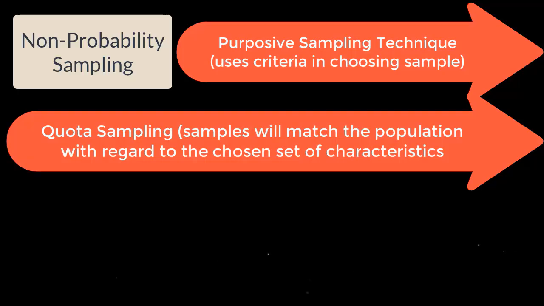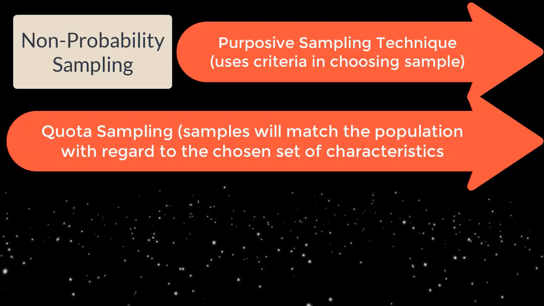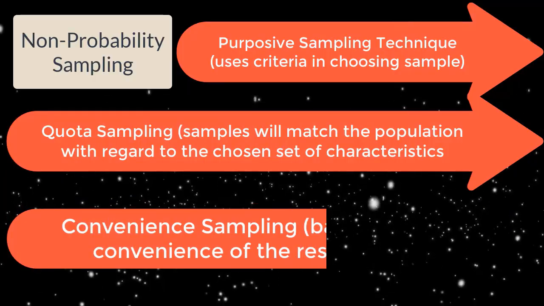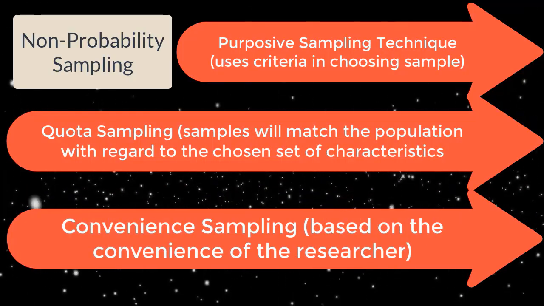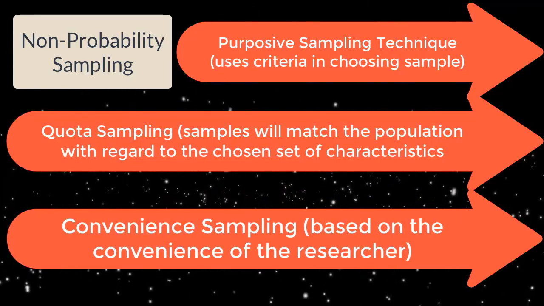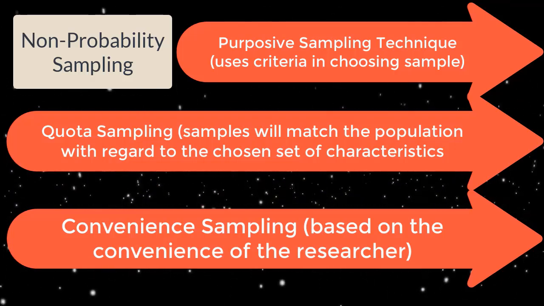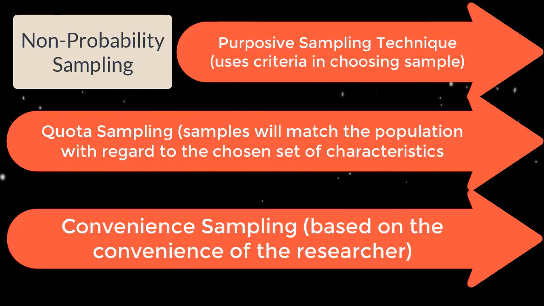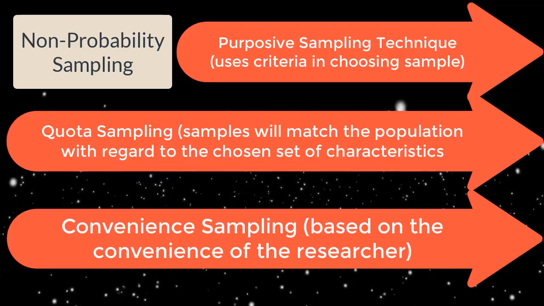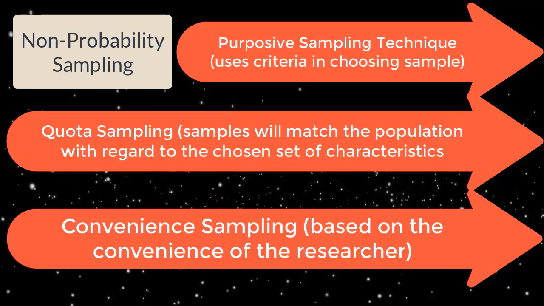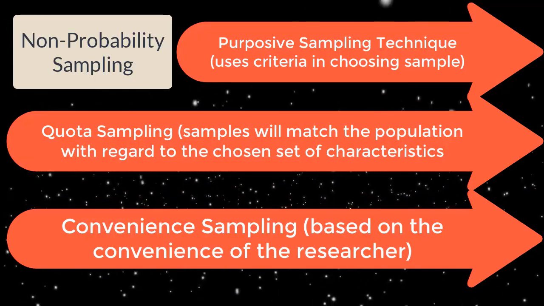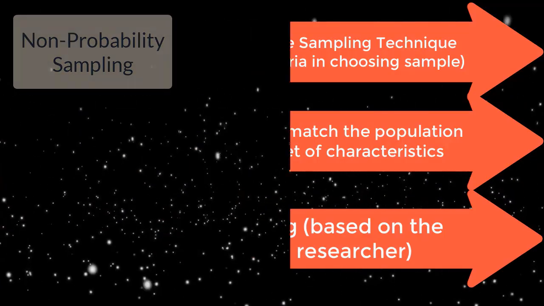Next, and the last, is convenience or accidental sampling. This sampling is based on the convenience of the researcher. For instance, if you want to know the opinion of Filipinos about national reconciliation in the Philippines through telephone interviews, you will have the chance to interview only those who have telephones, which somehow manifests bias against those who have no telephones.